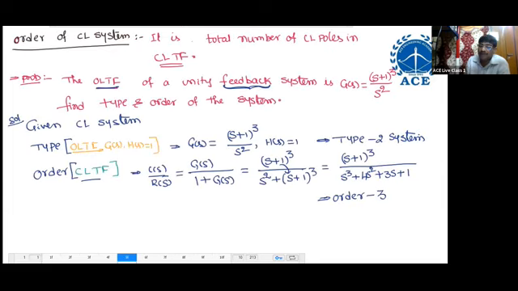Type 2, how many poles at origin here? 2 poles at origin. That's why it is a type 2 system. What is the definition of type I told just now? The number of poles at origin of the open loop transfer function. How many poles at origin? 2. So it is a type 2 system. Order means total number of closed loop poles. How many poles here? 3, third order. So order 3.